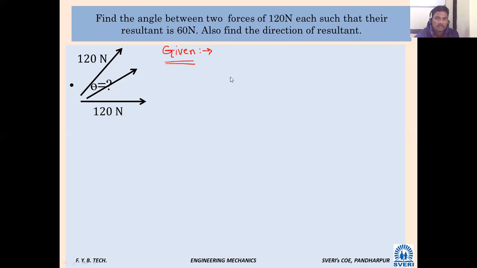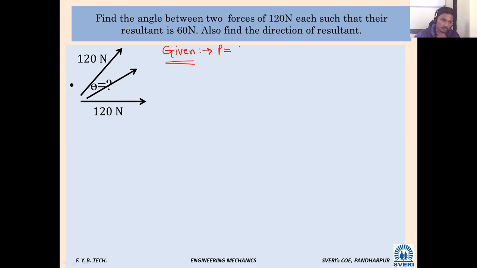Let us go to this. Find the angle between two forces of 120 Newton each, such that their resultant is 60 Newton. Also find the direction of the resultant. Now read the problem and see what is asked. You tell me first, what is given? Forces are given. What are the values of the two forces? 120 Newton.